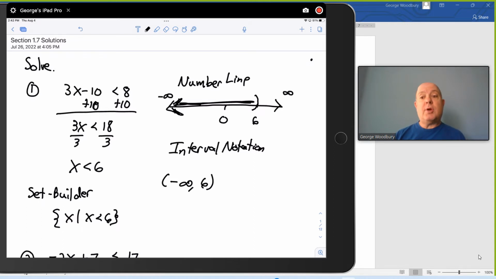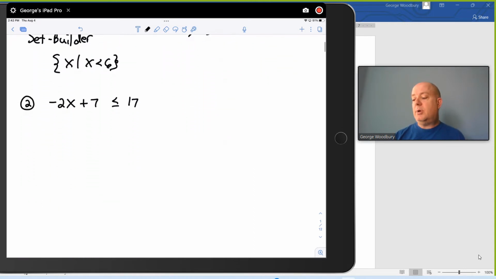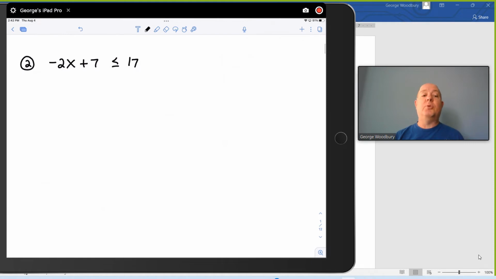All right. Let's try another one. This one will bring up the issue of having to divide both sides by a negative number. First step is to subtract 7 from both sides to isolate the variable term. Negative 2x is less than or equal to 10.